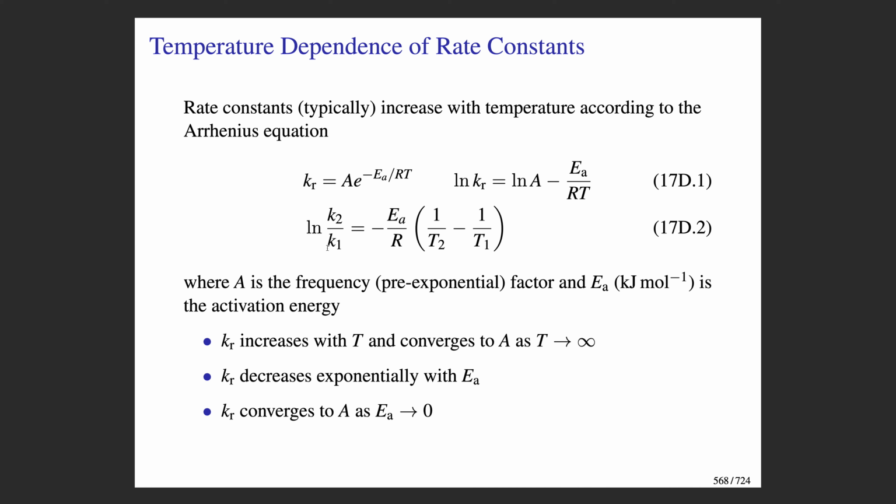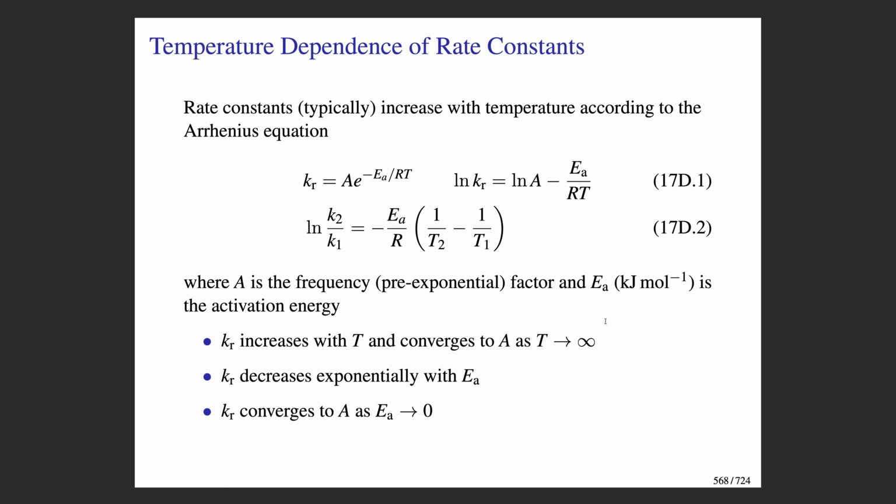A little bit of the mathematical properties. So just to remind us, a large rate constant means a fast reaction. A smaller rate constant means a slower reaction. The mathematical behavior of the Arrhenius equation: when the temperature increases, that causes the rate constant to increase.